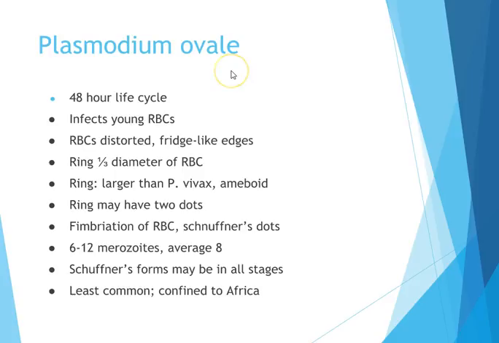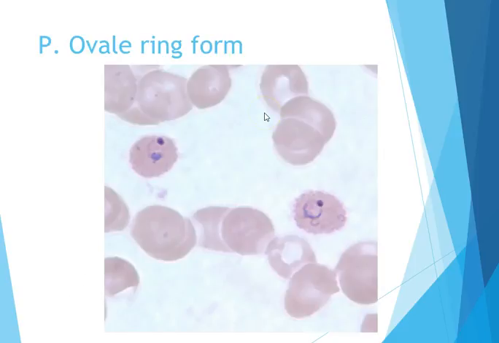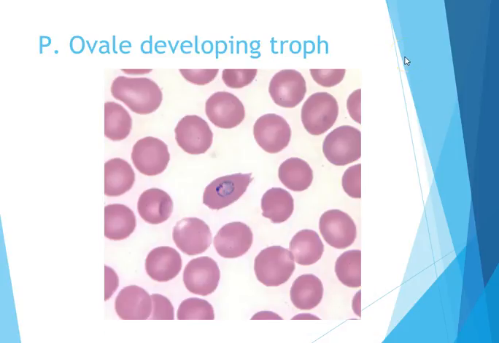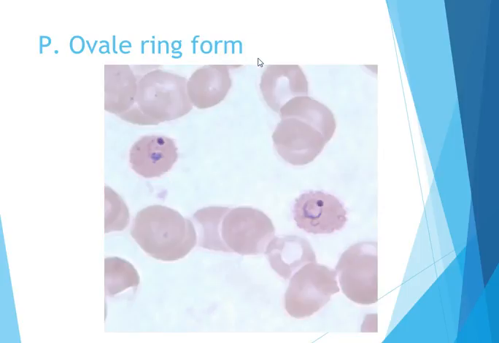Okay, Plasmodium ovale has a 48-hour life cycle also. It infects young red cells. One thing about ovale is it can distort the red cell. Do you see how around these red cells it looks a little ragged? That's what it will do to them. And the red cell is said to be fimbriated when it looks like this. And ovale is the only one that can cause fimbriation.